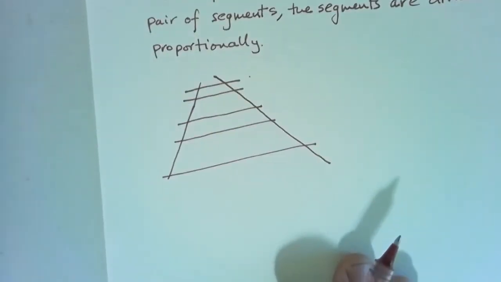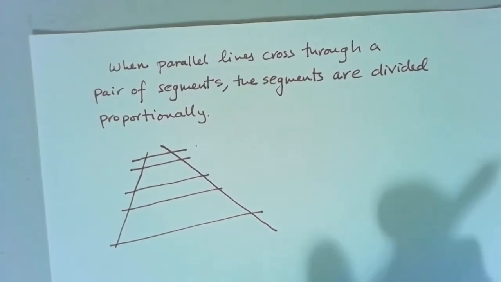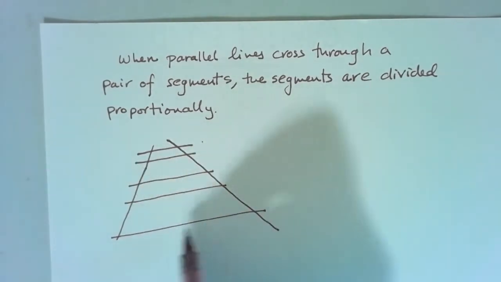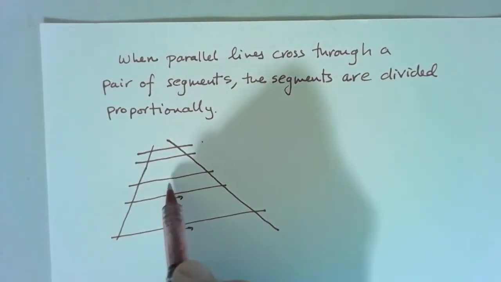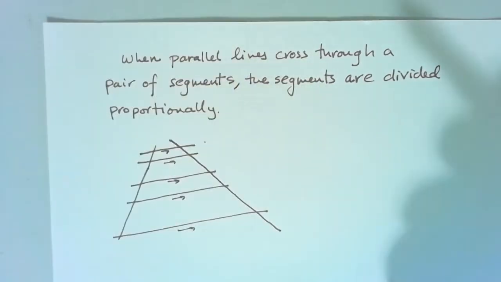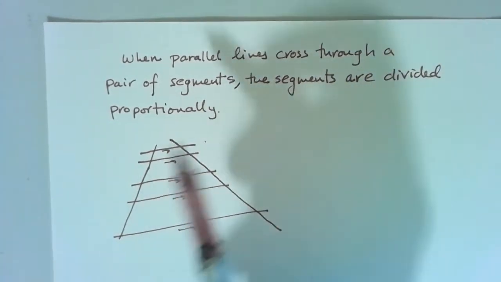And for this to work, you don't even need the triangles. These segments here don't have to meet. When parallel lines cross through a pair of segments, these are parallels here. This is why I like to call it the train tracks theorem, because it looks like train tracks sort of receding off into the distance. When parallel lines cross through a pair of segments, the segments are divided proportionally.